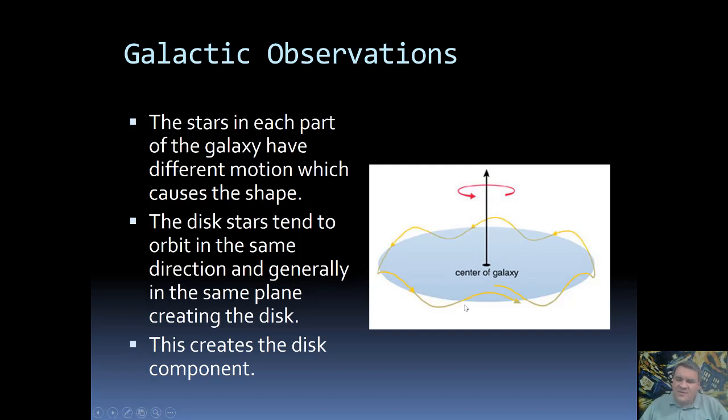Now this diagram shows that there is an up and down wobble, and that does happen. If a star gets a little too high, then the gravity of the disk pulls it down. If it gets a little too low, the gravity of the disk pulls it back up. So they actually do bob up and down a little bit as they orbit around the galaxy.